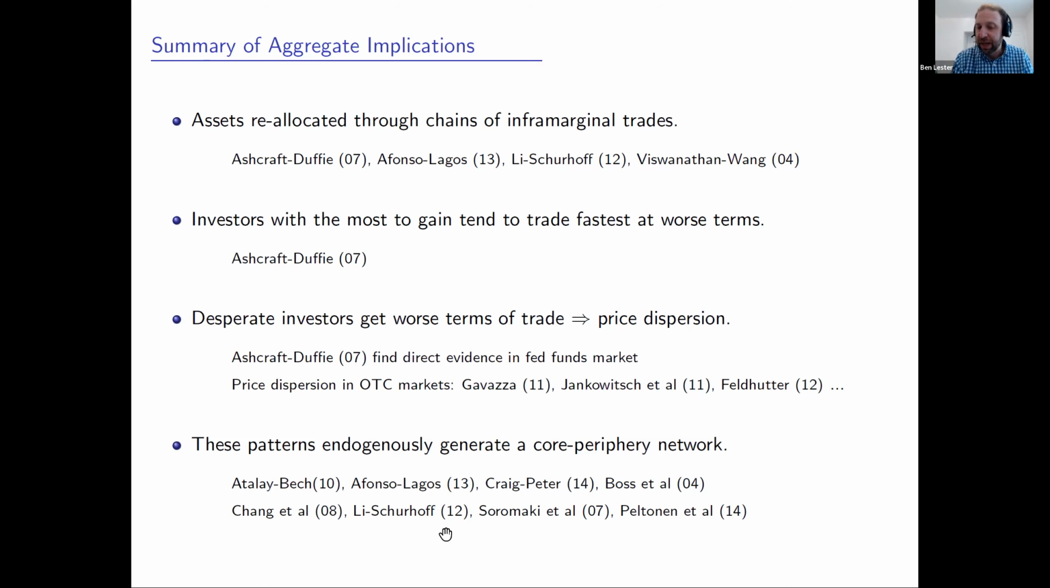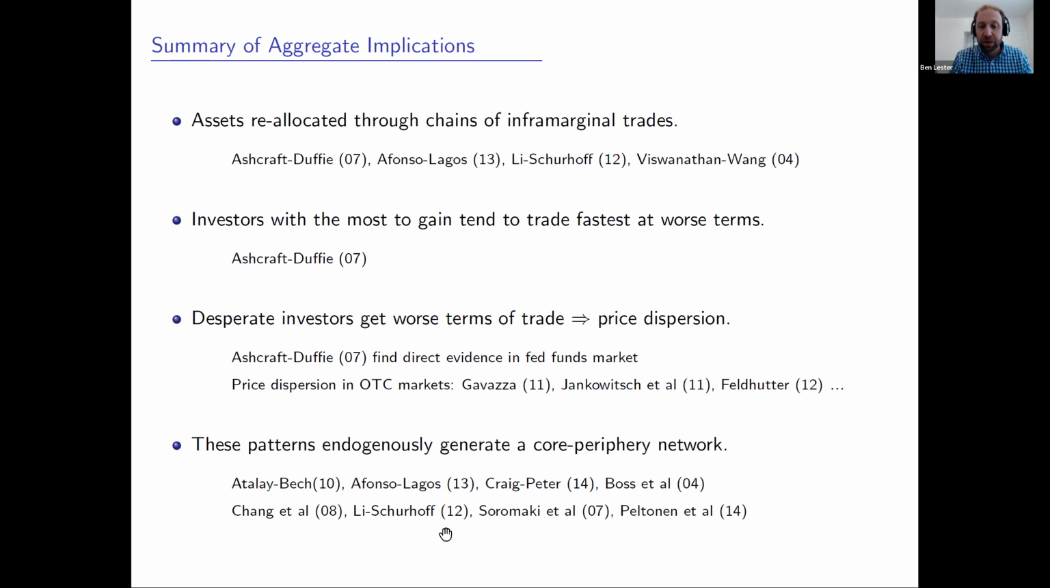Alessandro Gavazza has a nice paper in the AER in 2011 where he looks at the market for commercial aircraft, and he documents how much price dispersion. And the last thing is, we say that even without a lot of things that you might think are really important for generating a core periphery trading structure, it comes out naturally in this framework.